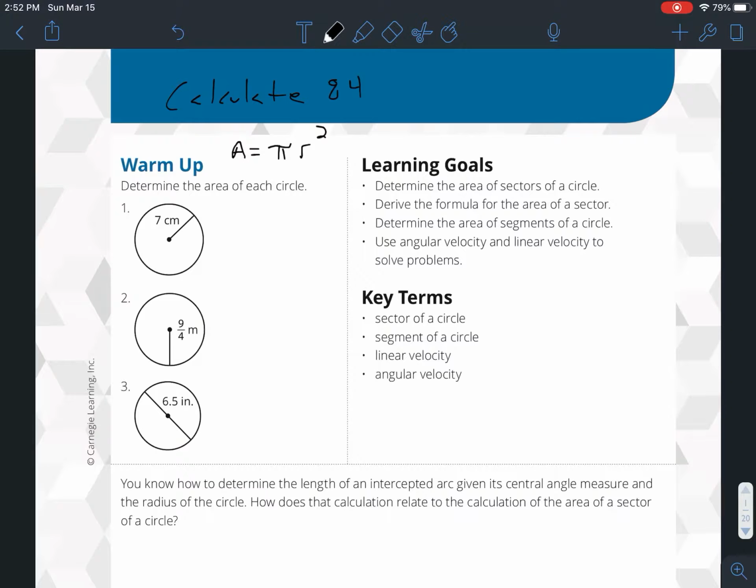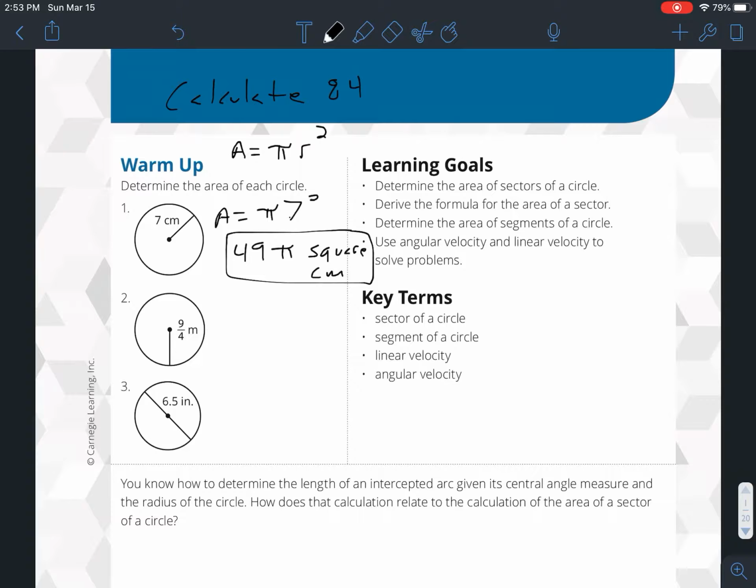So we look at number 1. We can set this up as A equals pi 7 squared. 7 times 7, I hope you guys all know that, is 49. And then we leave pi in there, and our answer is just 49 pi. That is all you have to do. I'm sorry, I lied. You have to write squared centimeters. So you can just do cm. So tell me what the unit of measure is. And anytime that we're finding area, it's always going to be squared.